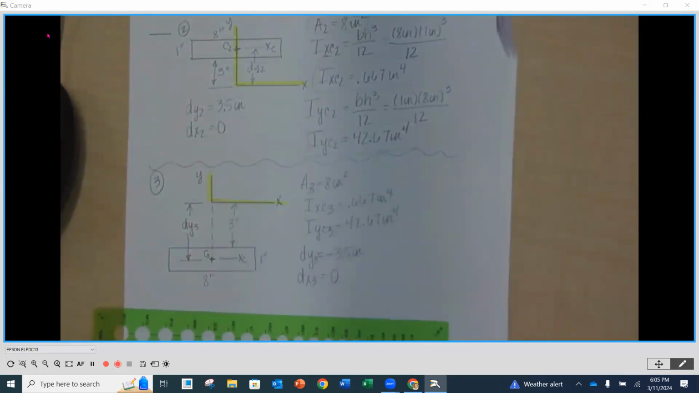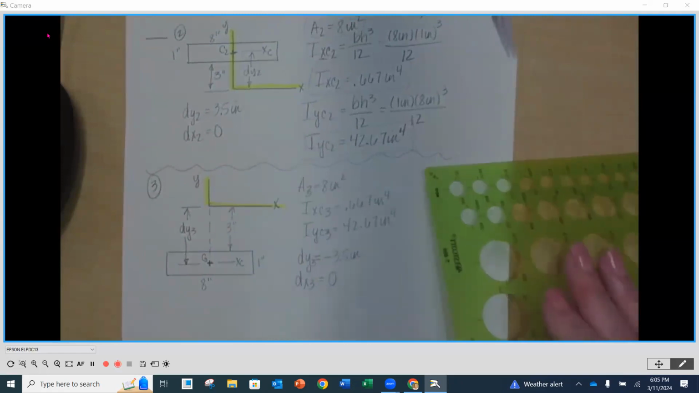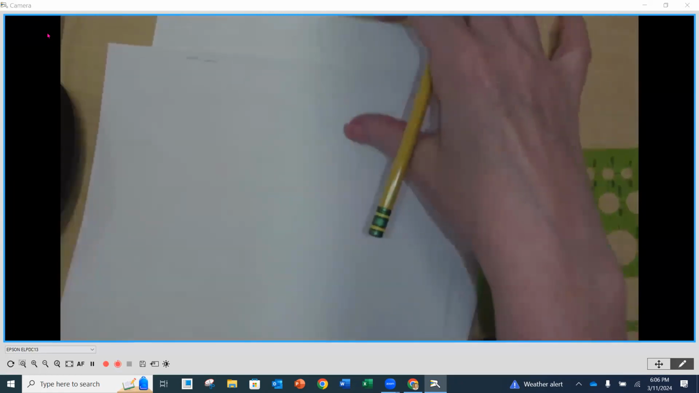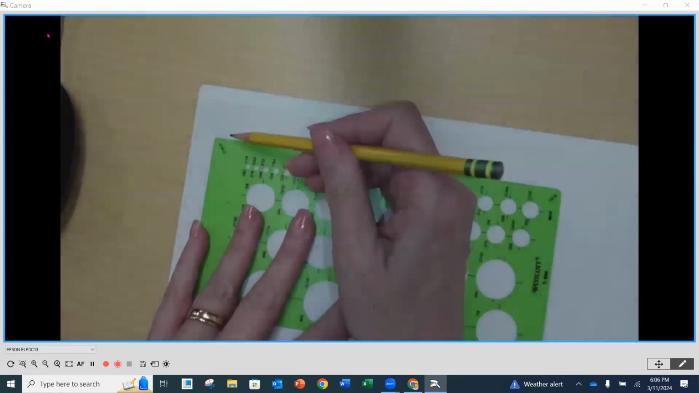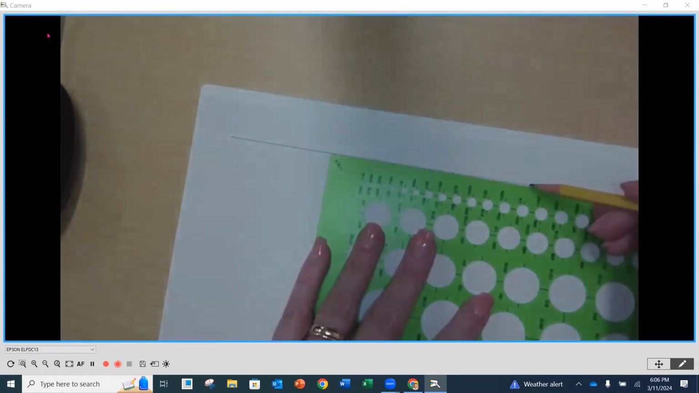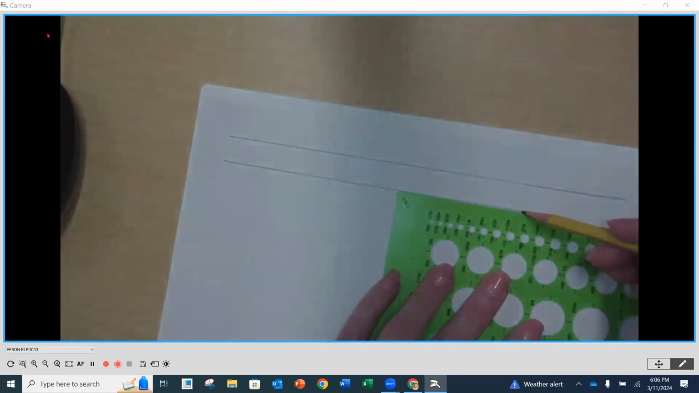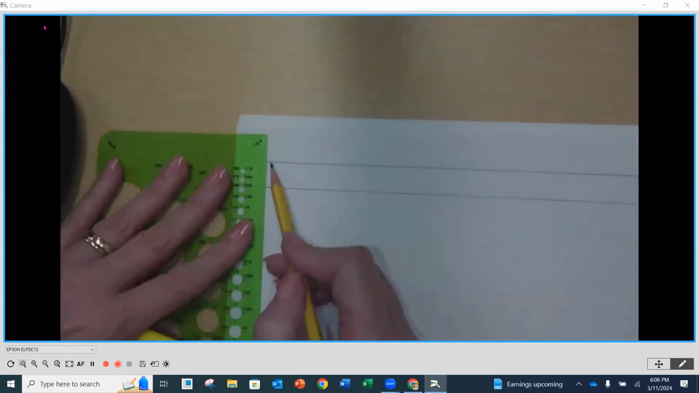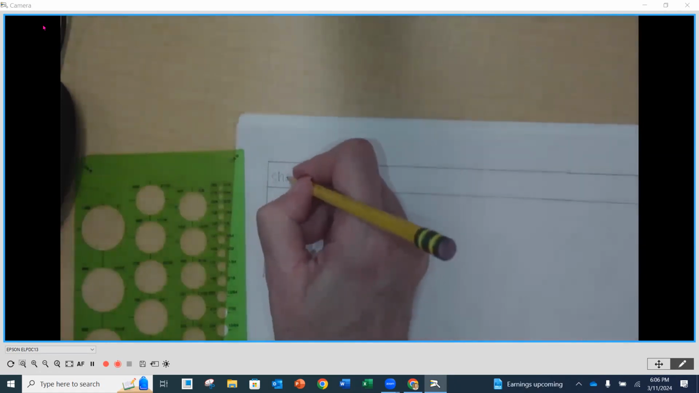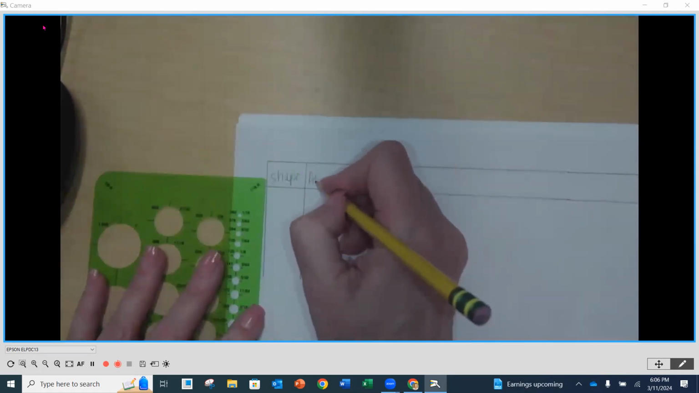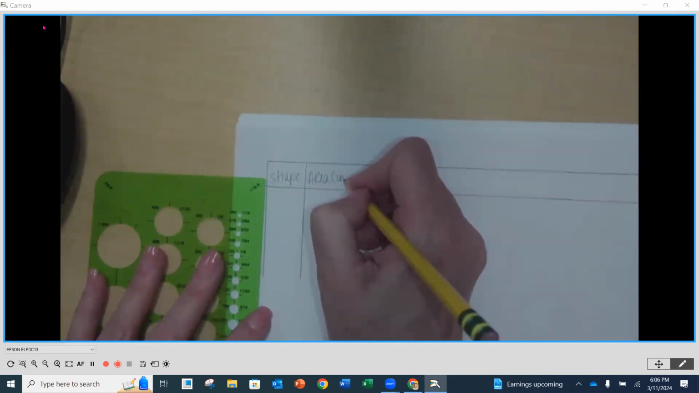Okay, so now what we've gathered is the information that we need to fill in our chart. On the opposite side here, there's one more blank piece of paper. And this is where we're going to create our chart. So we're going to go across the top. And this one gets a little bit longer just because there's more that we have to fill in. This is going to be our shape. And then we're going to have area, and that's going to be in inches squared.